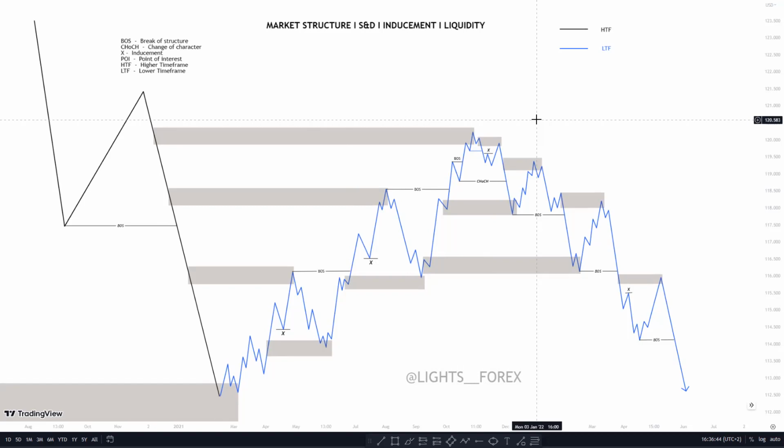The first video is on market structure part 1, then there's market structure part 2 on the channel. Those ones were really dealing with market structure. Today's video will be a bit advanced.